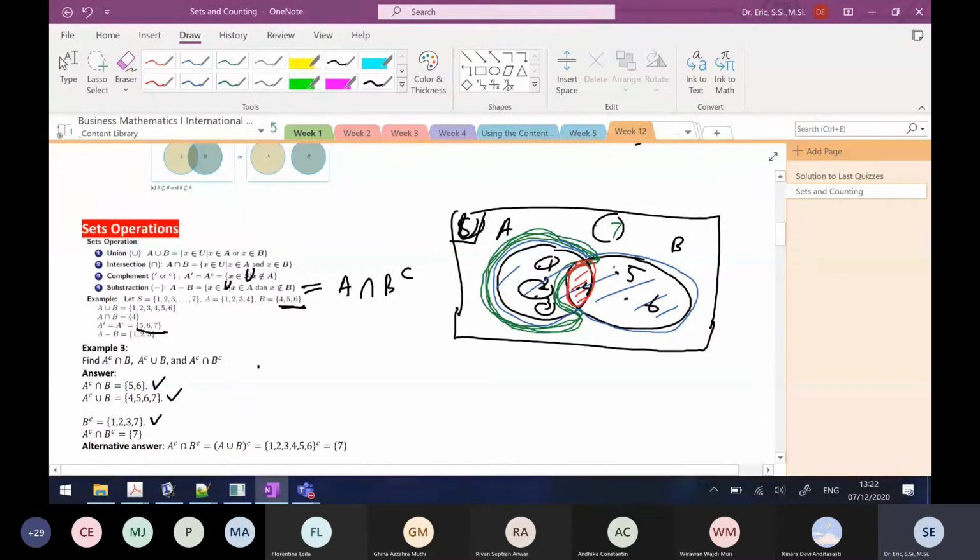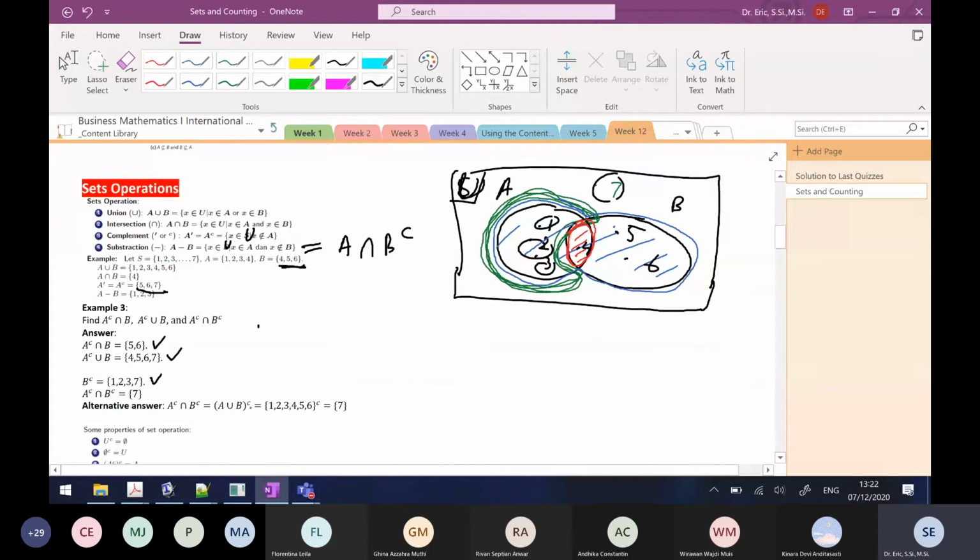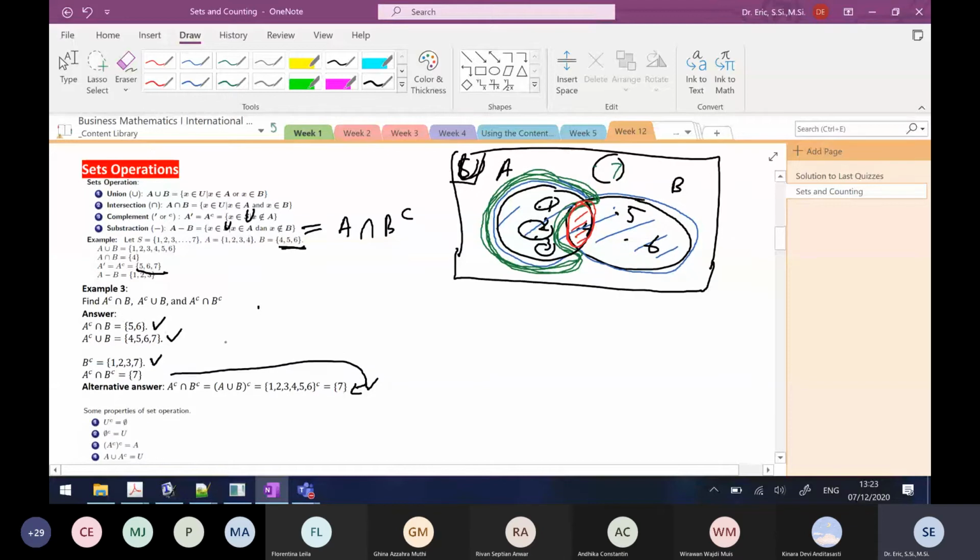The alternative way is by using De Morgan's law. A complement intersection B complement is the same as (A union B) complement. A union B is 1, 2, 3, 4, 5, 6, and its complement is 7, the same. This is just an alternative, but you can see it clearly by using the Venn diagram also.